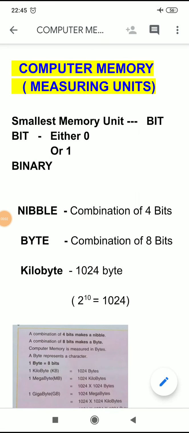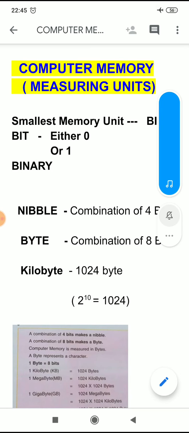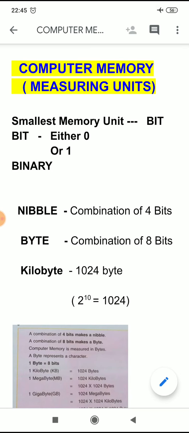Dear learners, in the series of learning, today we will learn about the measuring units of computer memory. Memory is the unit of computer which is used to store data and information, and the units for measuring this memory are kilobyte, megabyte, gigabyte, terabytes. Now let us learn what these are.